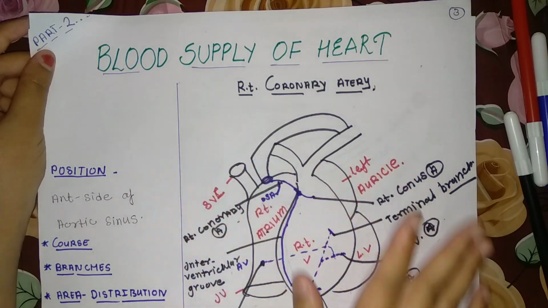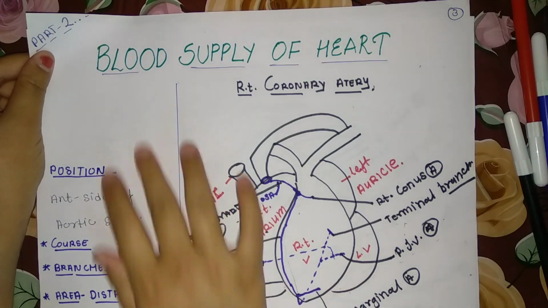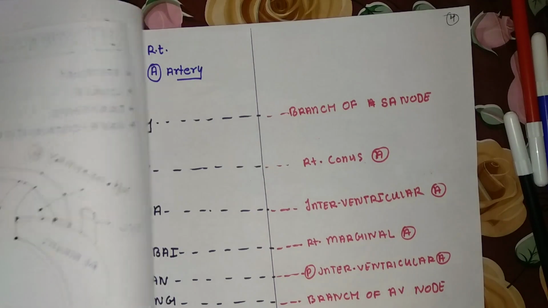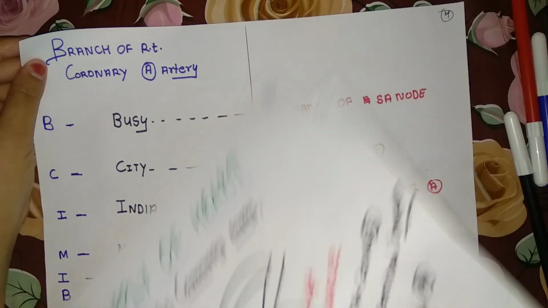Blood supply of the heart is done in this class. This is the right coronary artery, this is the left coronary artery, and these are the branches of the right coronary artery.